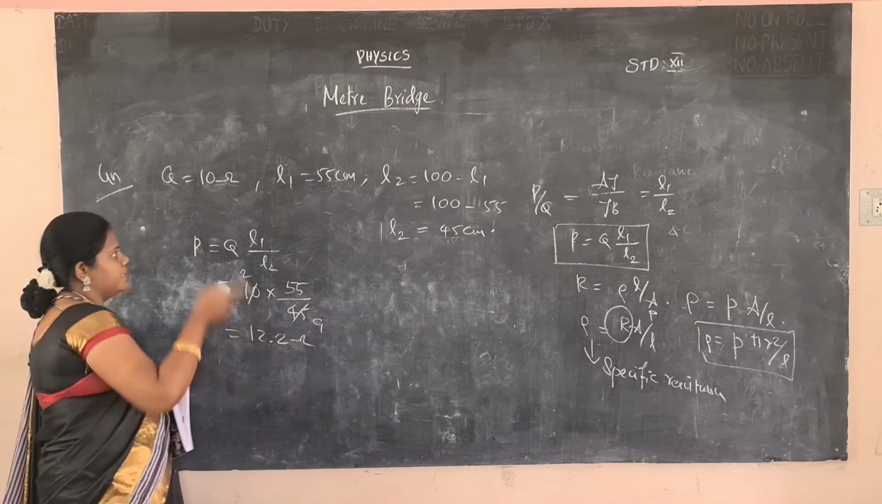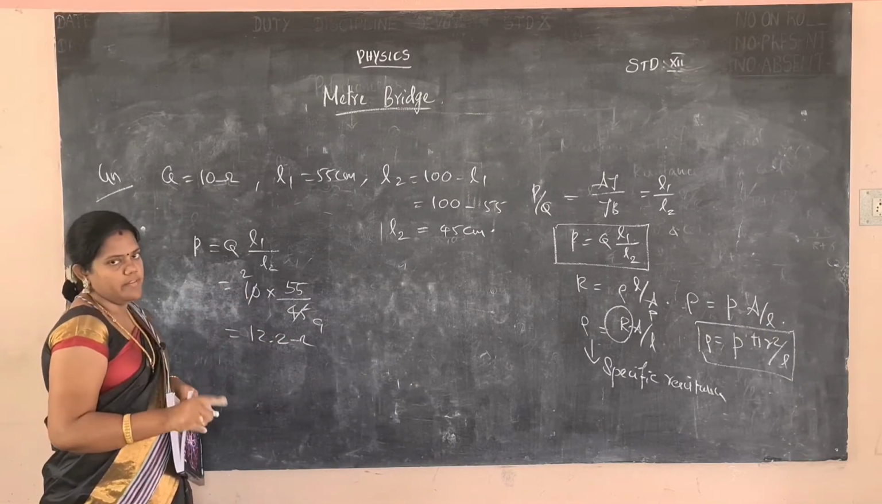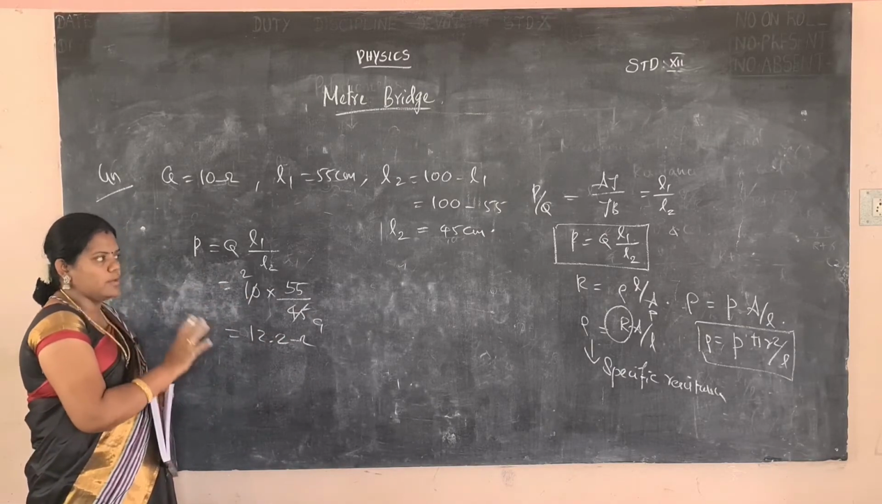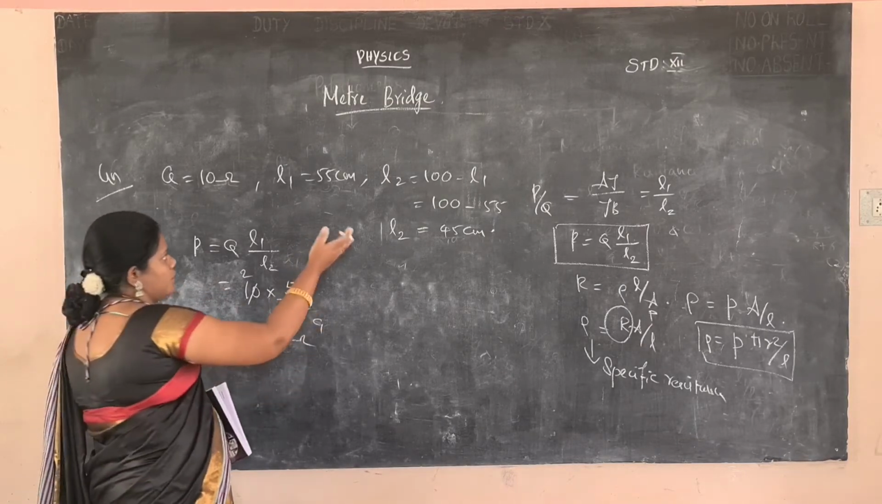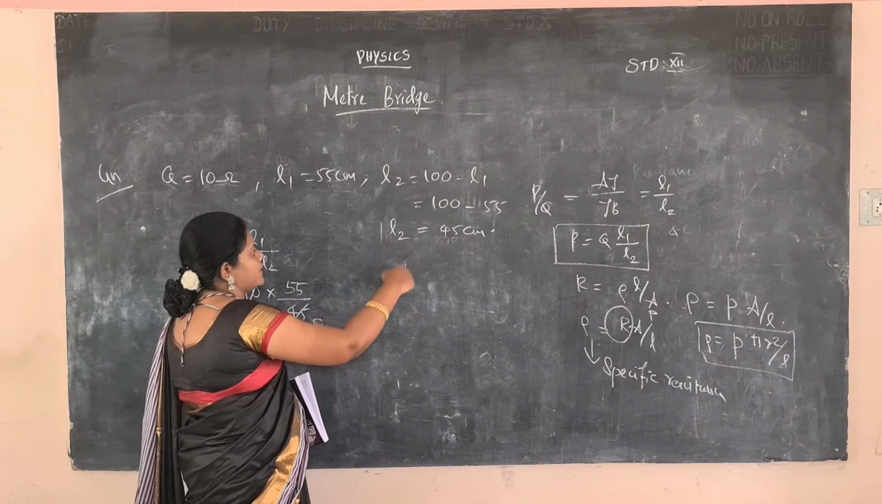So in the previous problem the L1 and L2 values were given, but in this problem only the L1 value is given and L2 we will find out. How will you find out? L2 is equal to 100 minus L1, so we easily find out the L2 value.